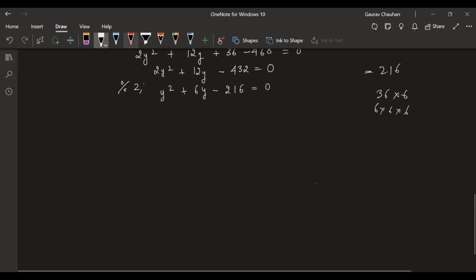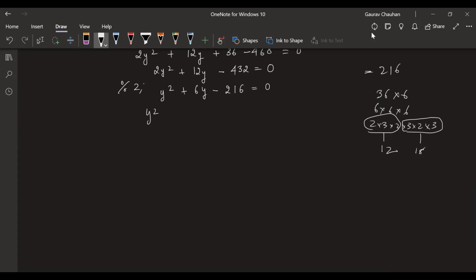Is there something I can do that gives me plus 6 as the sum and minus 216 as the product? Anyone has an idea of how I can split? Any thoughts on how I can split? Dinesh is saying 18 into 12. That looks right. Let me see if 2 into 3 into 2 into 3 into 2 into 3. 18 you're saying, so this is going to become 18 and this is going to become 12. Yes, Dinesh, absolutely right. 18 into 12.